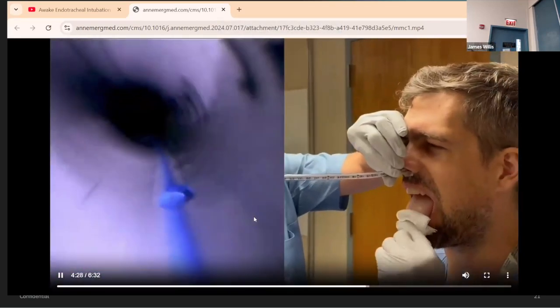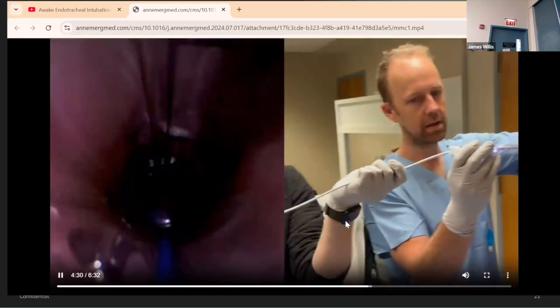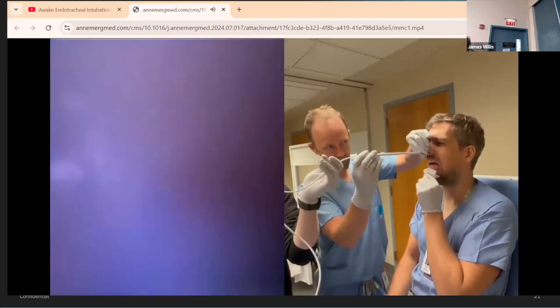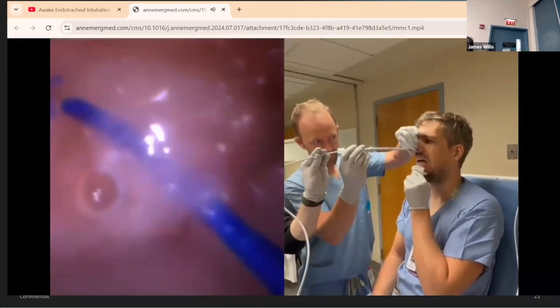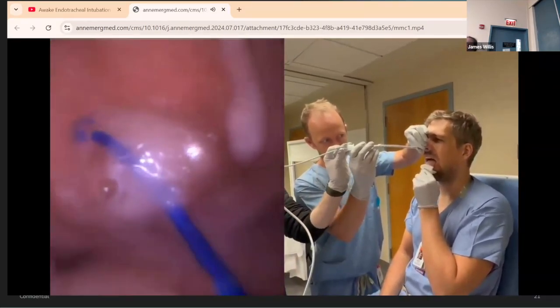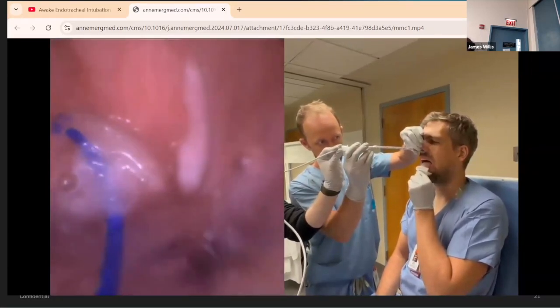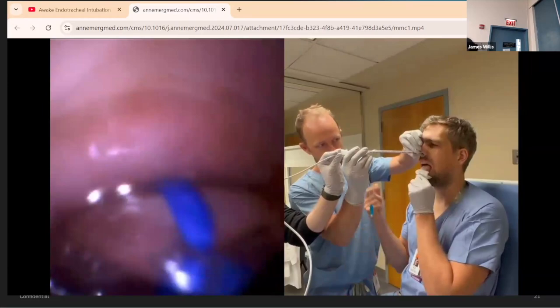See it. So in this case, he's basically pulling his tongue forward so that you can help with your anatomy, so that you can actually insert it through. Incredibly unpleasant.